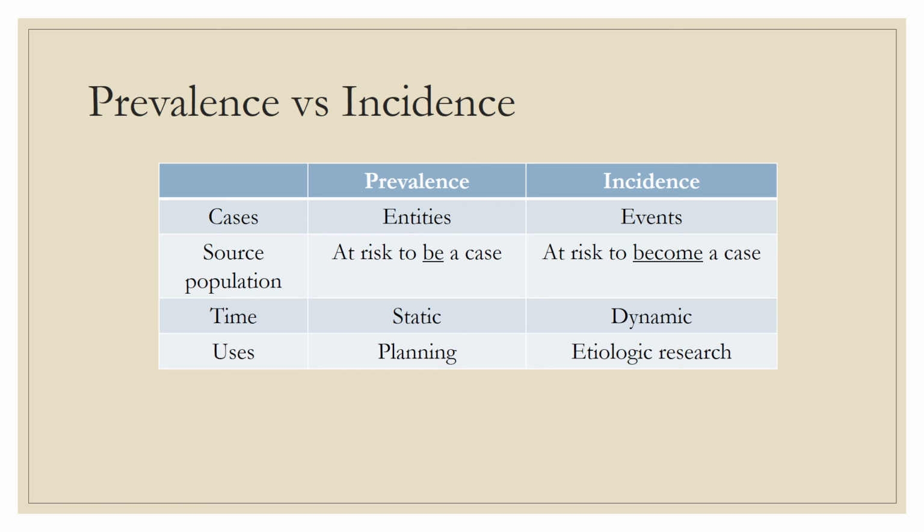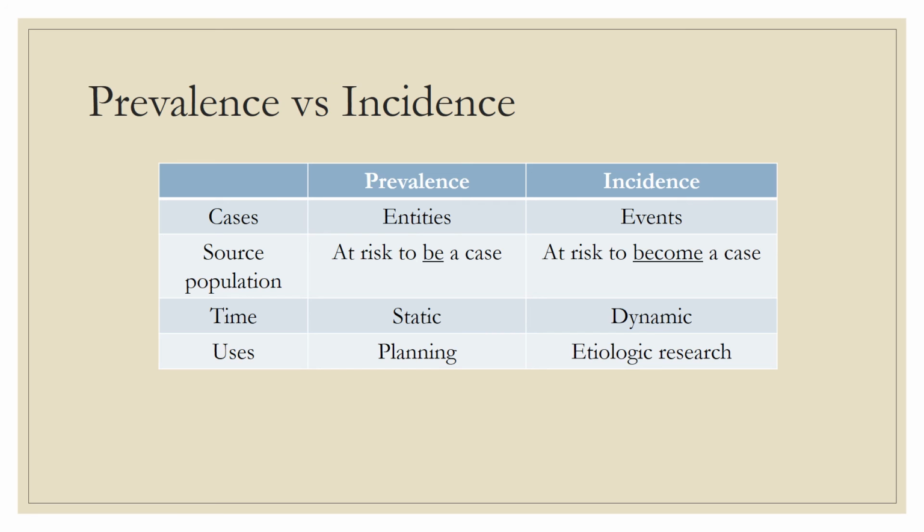The population for prevalence, people are at risk to be a case, whereas with incidence, they are at risk to become a case. The key words there are underlined. Become with incidence really reflects the transient nature of these conditions. They come and they go. So you can become a case and then you can revert back to not being a case anymore, like with the flu.